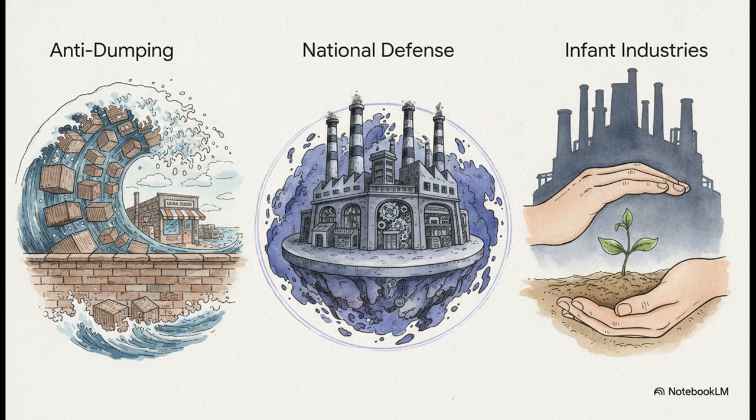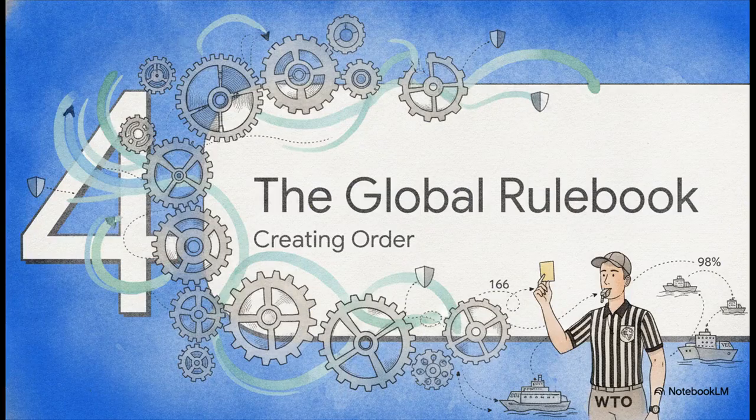And finally, we have infant industries. Think of this like putting training wheels on a bike. Governments will shield a fragile, brand-new domestic sector so it has a fighting chance to grow before getting absolutely crushed by established global giants. Chapter 4.